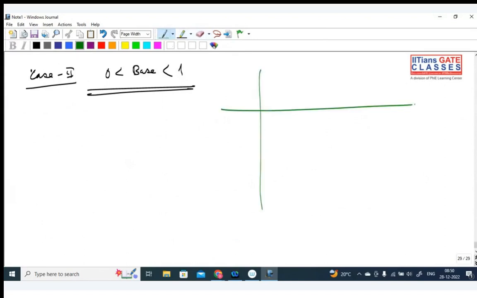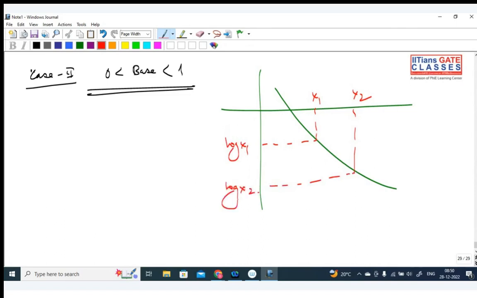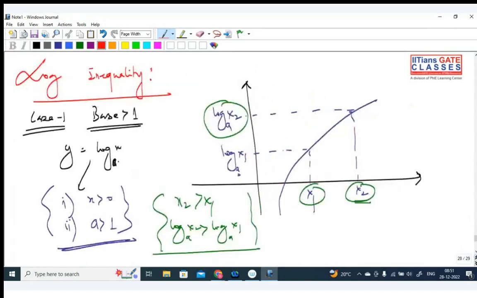Okay. So you can say this is x1 and this is x2. This time what is happening is log x1 and log x2. So whenever the base is greater than 1, these points you have to make sure: x should be greater than 0, and a should not be equal to 1 also. You have to make sure a should not be equal to 1. Okay, this is strict inequality, right?